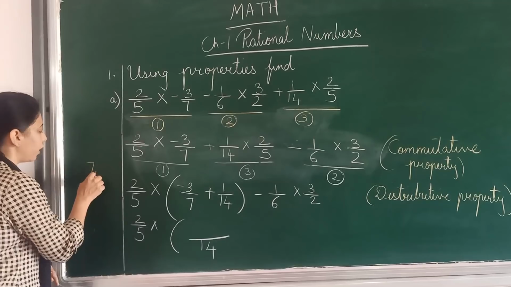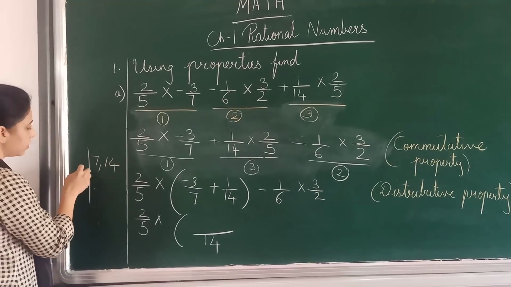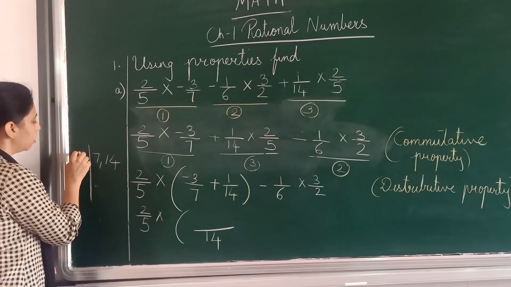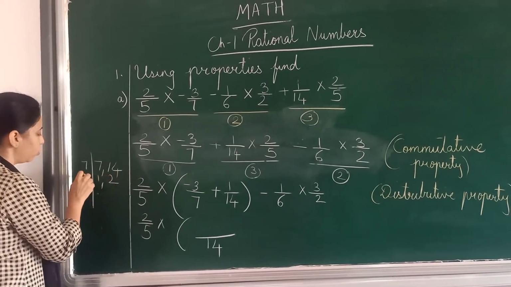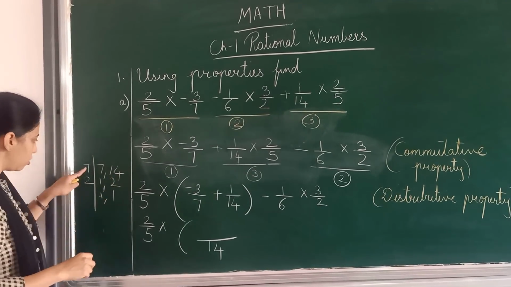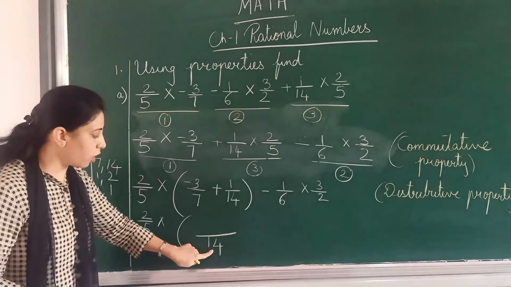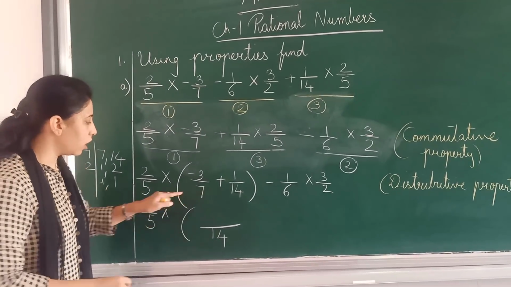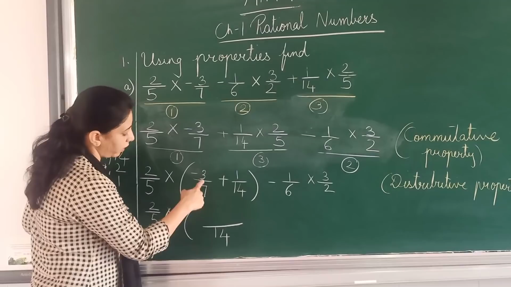If you don't know how to find it, you can find it by the prime factorization method. 7 ones are 7, 7 twos are 14. So I have got the LCM as 14. Now you have to find the numerators.